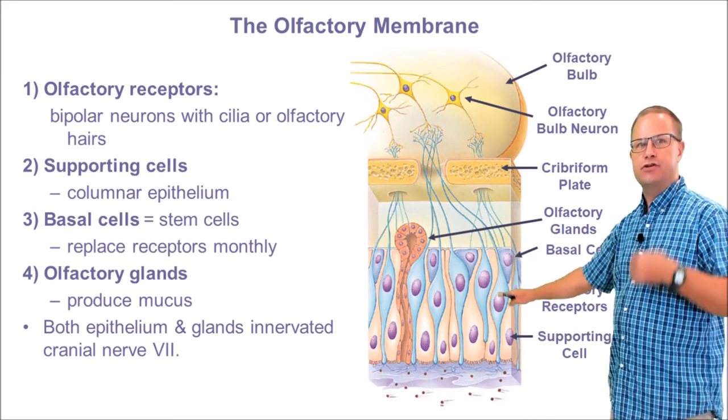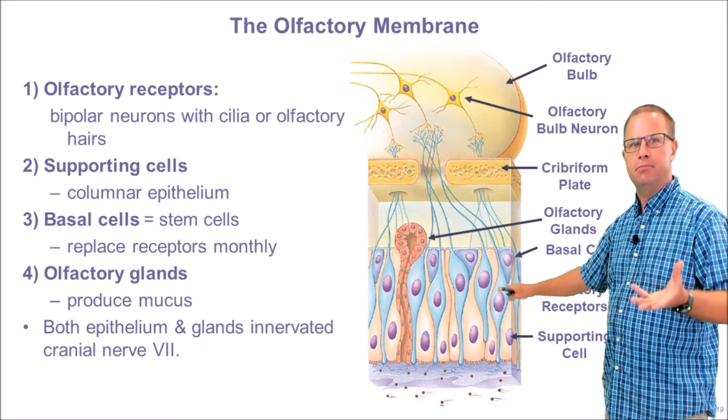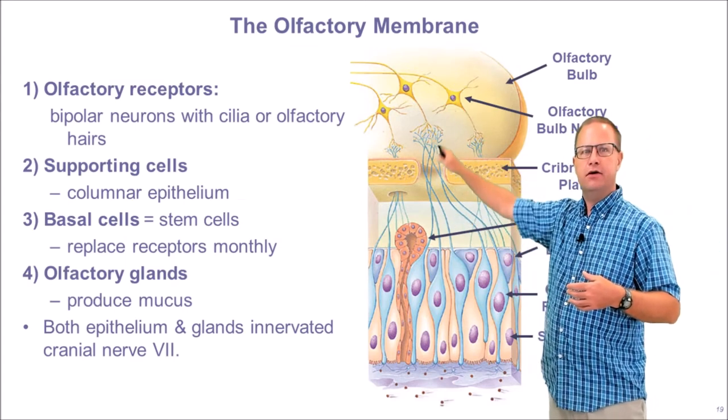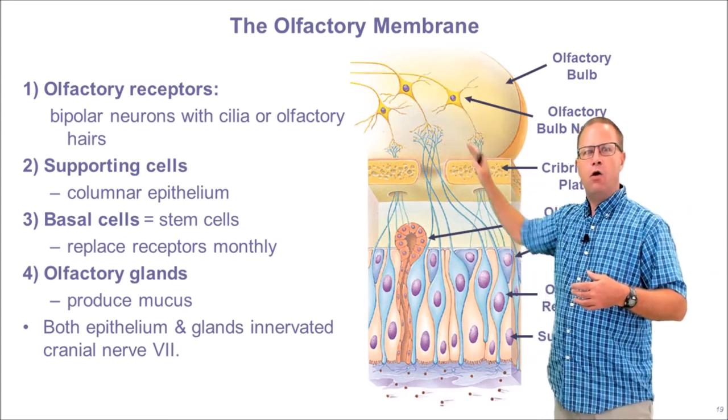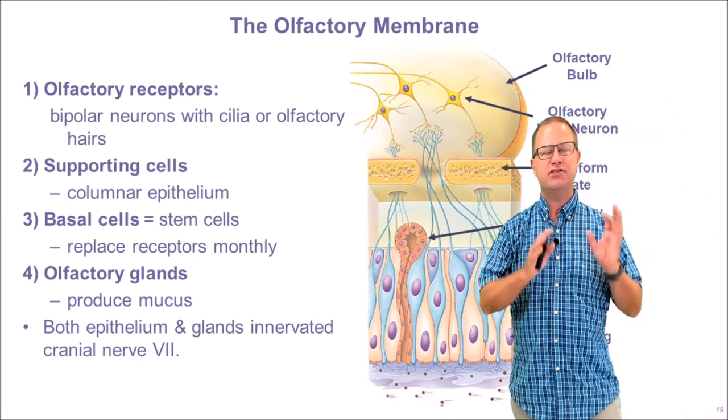These are the cells that are going to transduce smell molecules into a pattern of nerve impulses, or graded potentials in this case. And then we have actually sensory neurons up here in our olfactory bulb. We also have basal cells in there, if you can see it, right? So we can repair damaged sensory receptors.